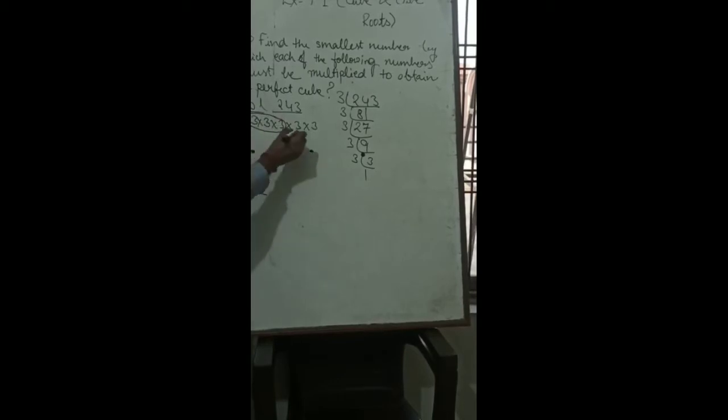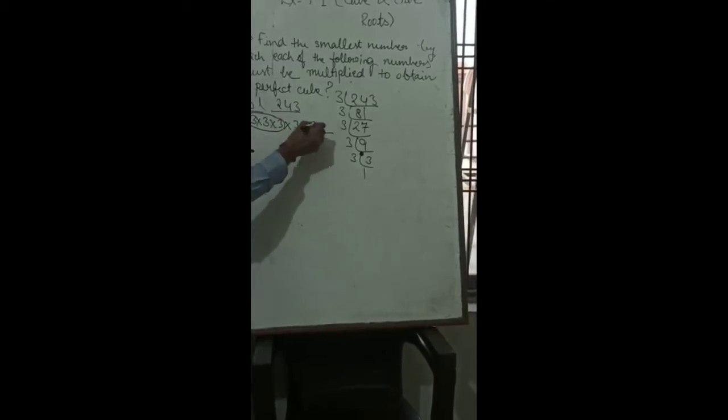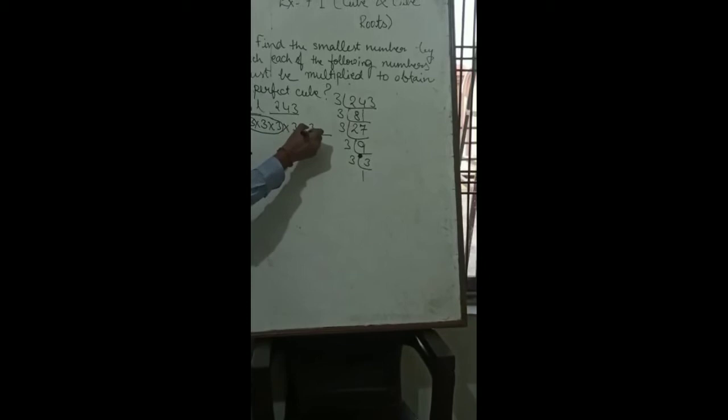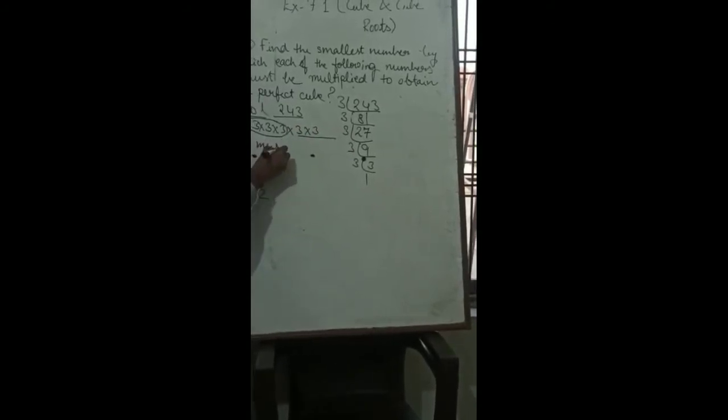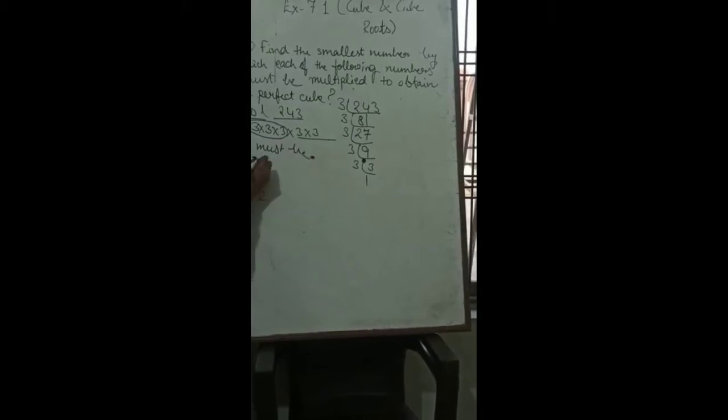You can see its group is completed, but its group is not completed. How many 3's are remaining here? You can see 1 3 is remaining. So the answer will be 3 must be multiplied.